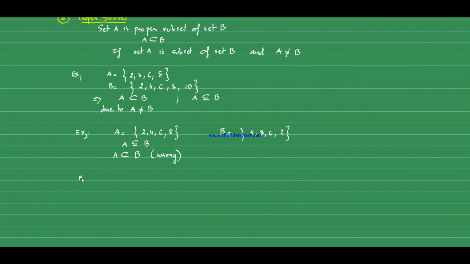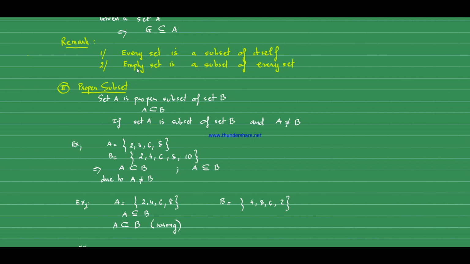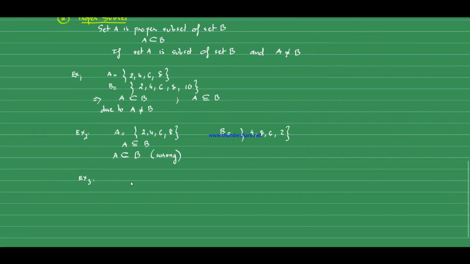Another example I want to add over here: because we know from the remarks that the empty set is a subset of every set, we can also say that the empty set, the null set, is a proper subset of any set. So either we use the proper subset symbol or the subset symbol. Both cases are allowed.